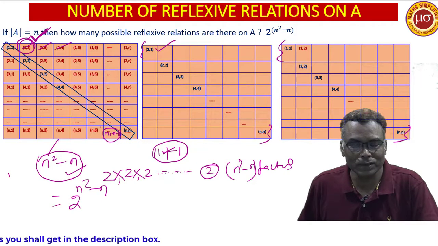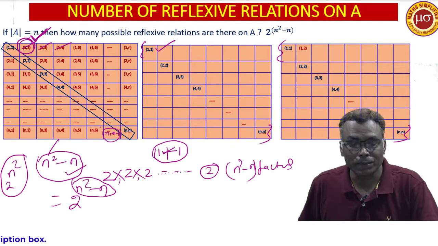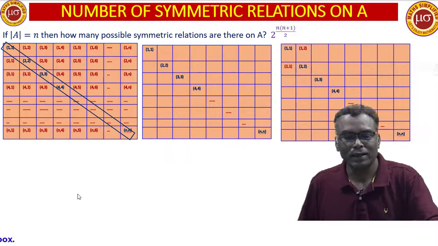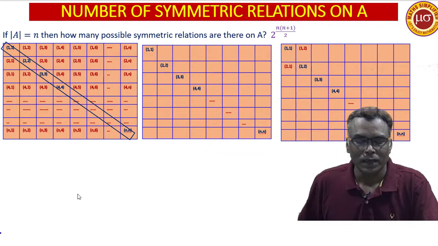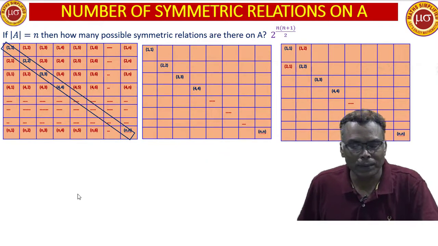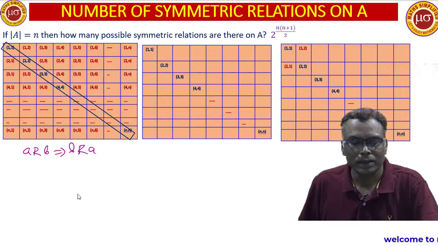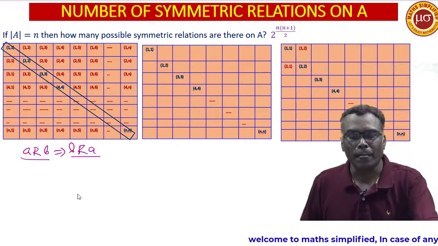Out of all 2 to the power n square relations, only 2 to the power n square minus n are reflexive. Next, come to the point: how many symmetric relations shall I get? You know, a relation is symmetric if A is related to B implies B is related to A. Means when A is related to B, at the same time B is related to A for a symmetric relation.